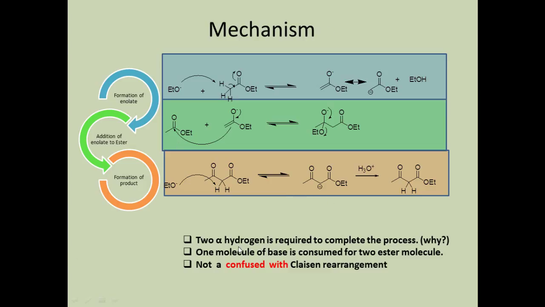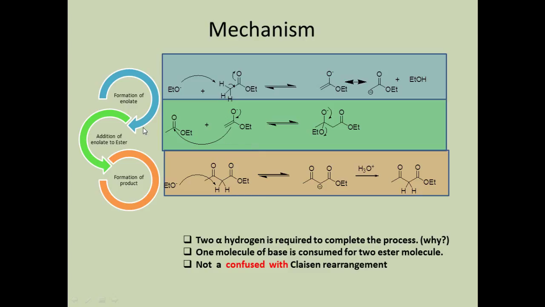Firstly, two alpha hydrogens are required to complete the process. Why? We will discuss it. One molecule of base is consumed. This should not be confused with the Claisen rearrangement. That is a very different reaction, not to be confused with this condensation reaction. So please avoid confusing it with the Claisen rearrangement.